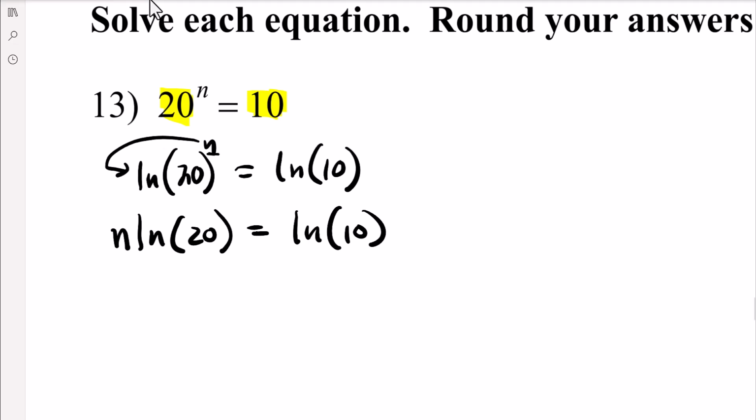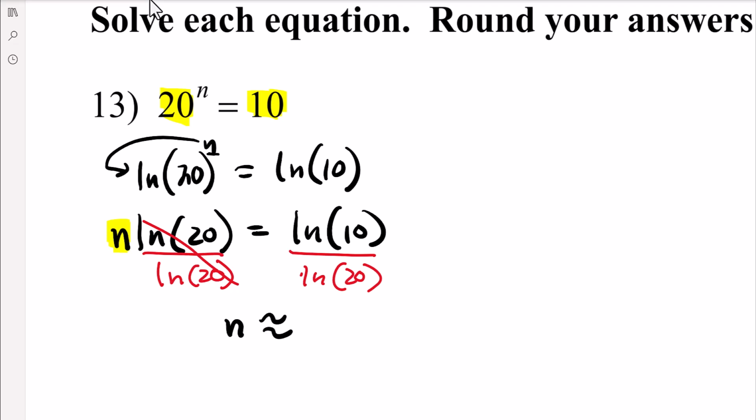Now we want to get this n by itself, and it's attached by this ln of 20 multiplication. So we're just going to divide both sides. So n, and you have to go out 4 decimal places to the 10,000th place. So then you just type in ln 10, close parentheses, divide ln 20. And what you get is n is approximately 0.7686.